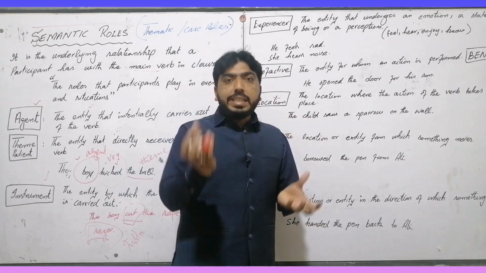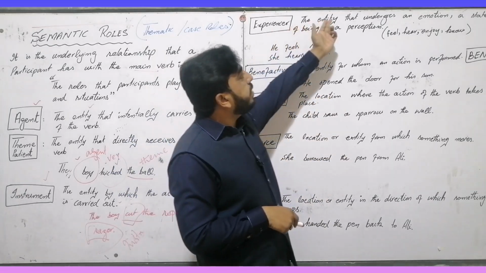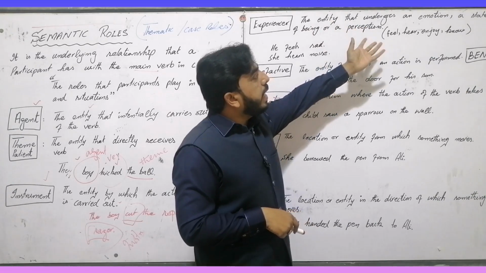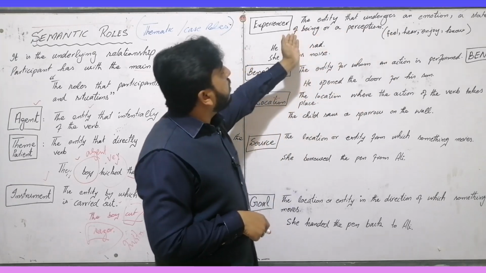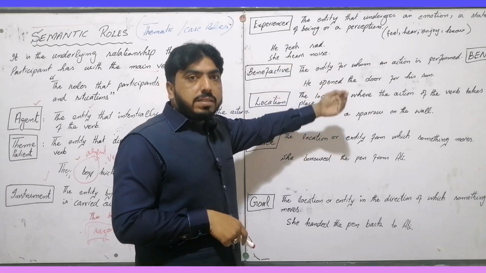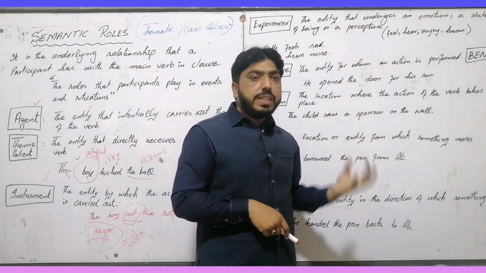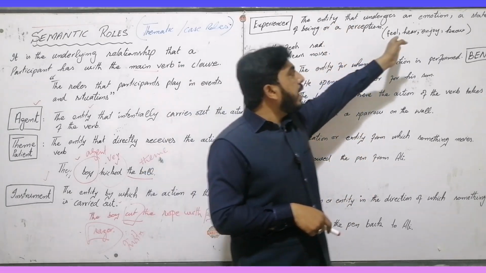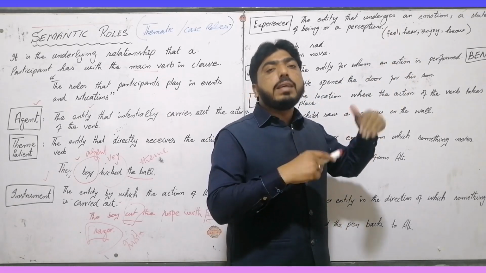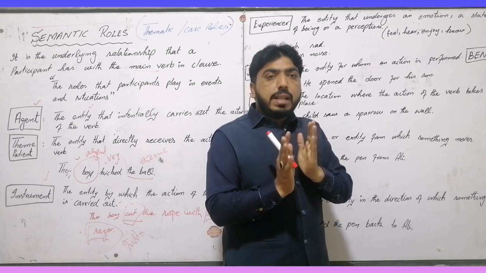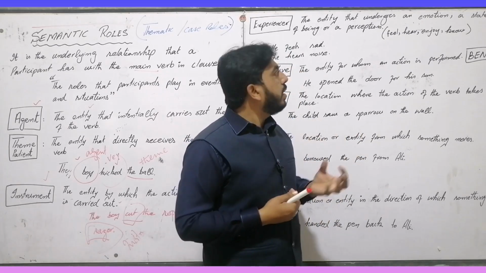That has a cognitive kind of experience. For example, here is the definition: the entity that undergoes an emotion that is related to the cognition, emotion, and state of being, presence or absence of something, or a perception, right? He perceives. We may have these kinds of verbs like he feels sad. Now Aslam feels sad. Aslam is not performing any action, rather this is cognition, right?